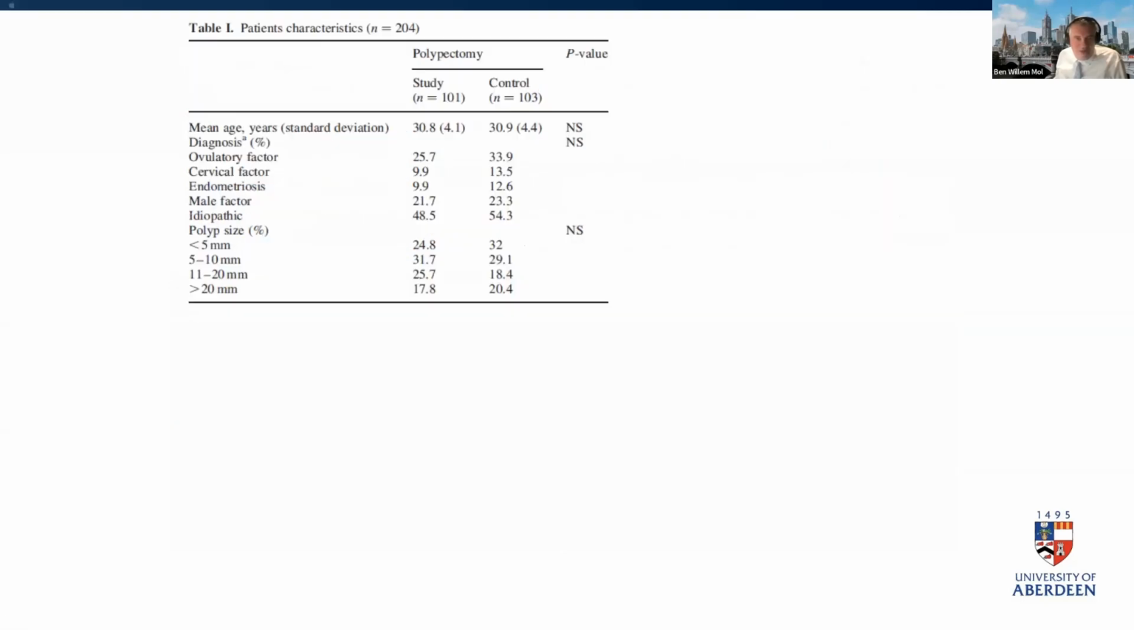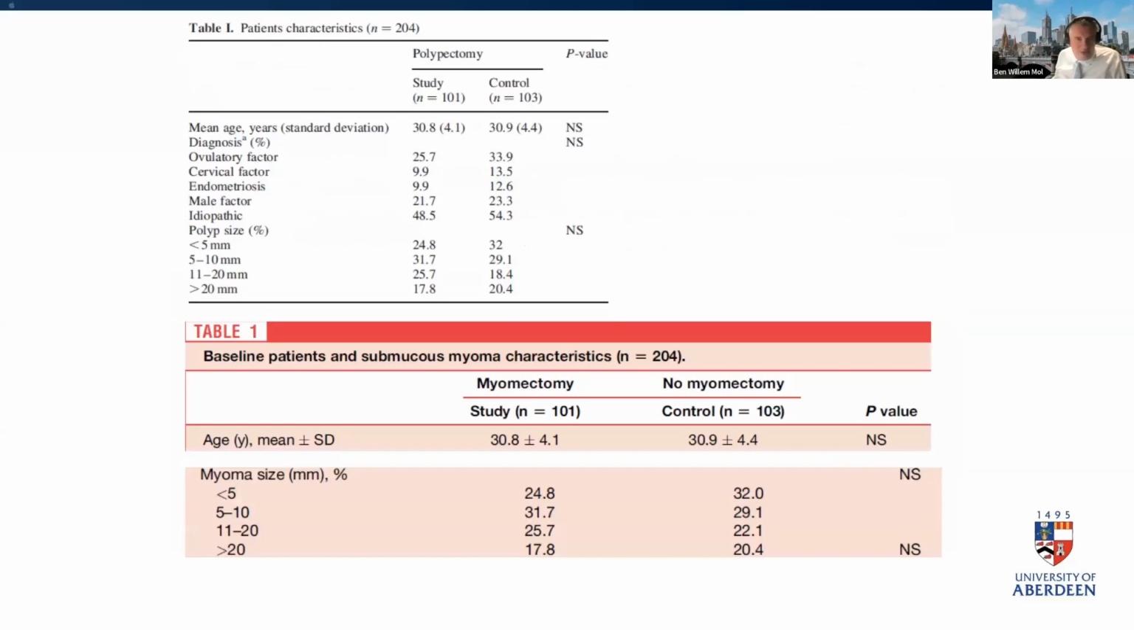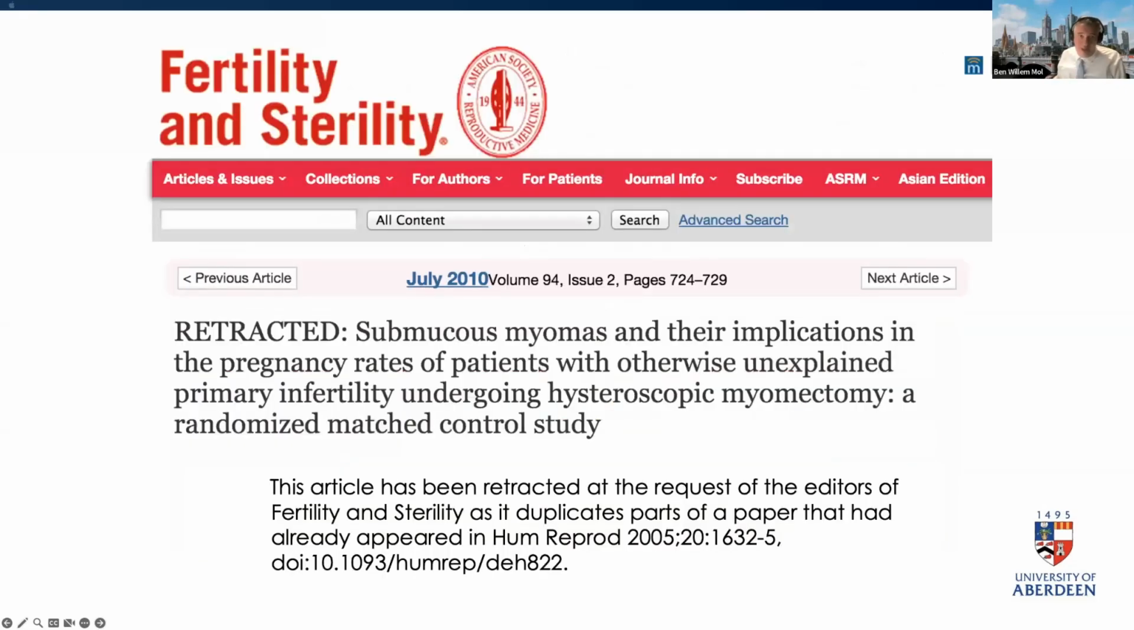And if you're not convinced, then look at the baseline table of both articles. These are different interventions. It's claimed to be different studies, but the mean age is exactly the same. And the distribution of polyps, myomas, is also exactly the same. So this was discovered, and it led to retraction, with a kind of euphemistic text like there was duplication. I think that's fabrication. But from that moment on, I was kind of alerted.